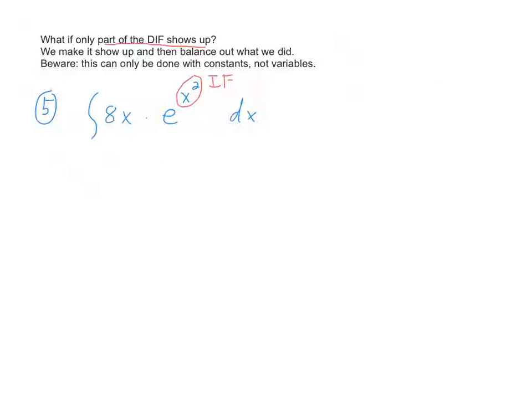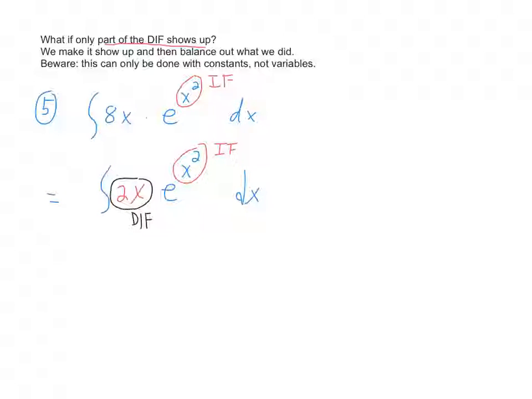Well, we have 8x. So what we're going to do is we're going to rewrite the problem, and I'm going to have you ignore that 8x for a moment and just write down e raised to the x squared. Okay, we mentioned that this was the inner function. And what we're going to do is we're going to force the derivative to show up. So the derivative of that inner function would be 2x. So let's just make this clear that this is the diff.